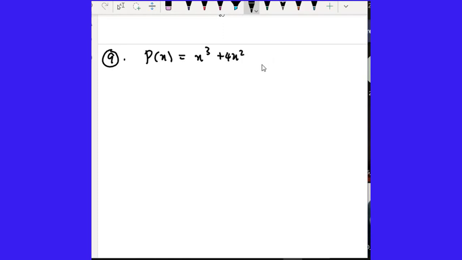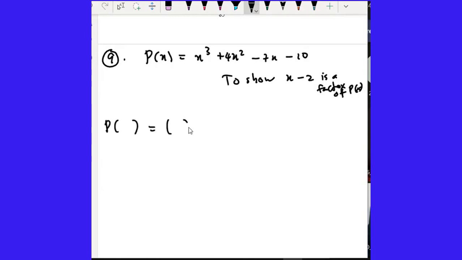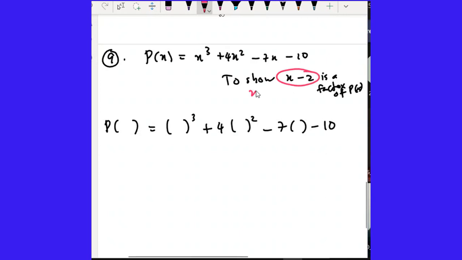4x squared minus 7x minus 2, show x minus 2 is a factor of Px. Okay, so first substitute. Okay, substitute ni 2. You have to substitute x minus 2 is equal to 0. X is equal to 2, substitute means replace x by 2. Ni this one. Okay, then find the value.